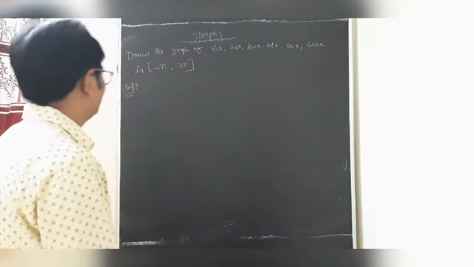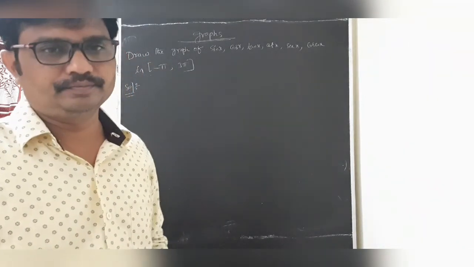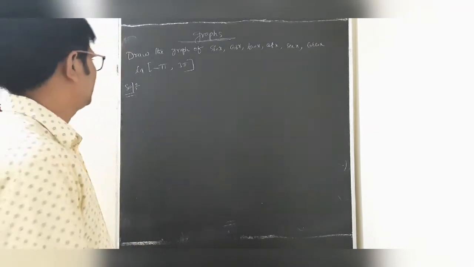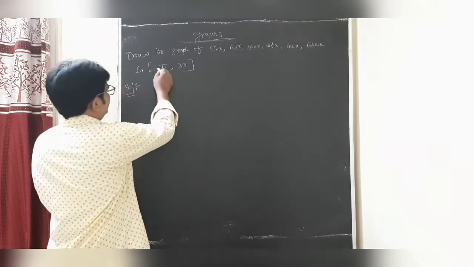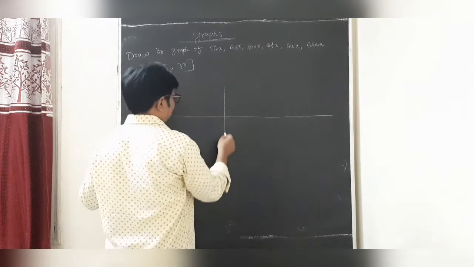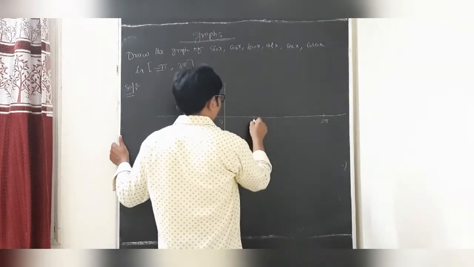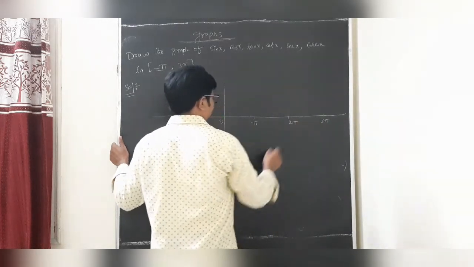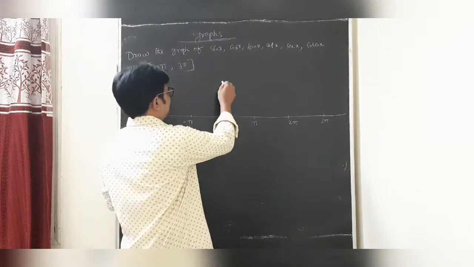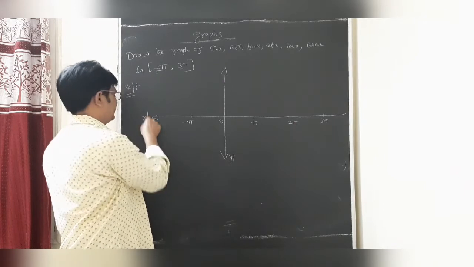Okay, students. Right now, draw the graph of sin x, cos x, tan x, cot x, cosecant x and secant x. Dear students, first sin x. In between minus pi to pi, first we take the x-axis. This is 3 pi, after that pi. Is it clear, students? Now this is minus pi. So in between, this is the y-axis. Dear students, y dash. This is x and x dash.